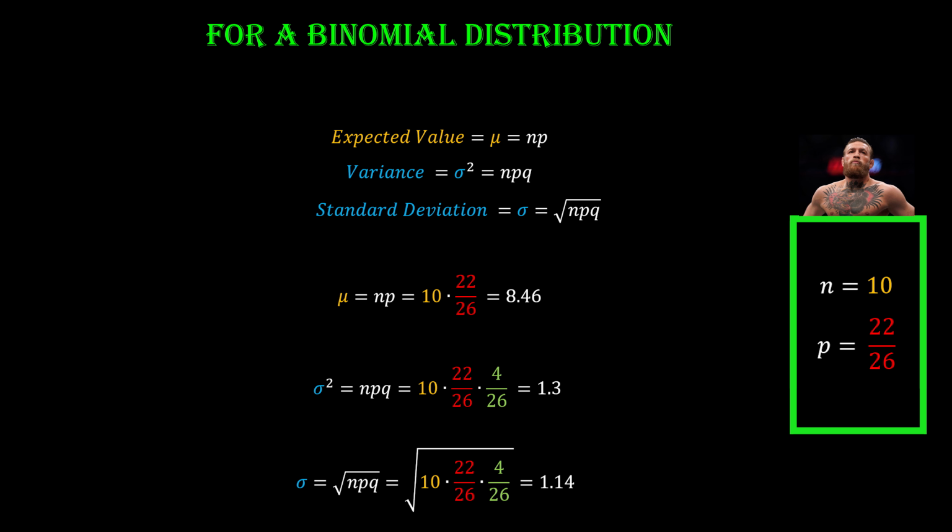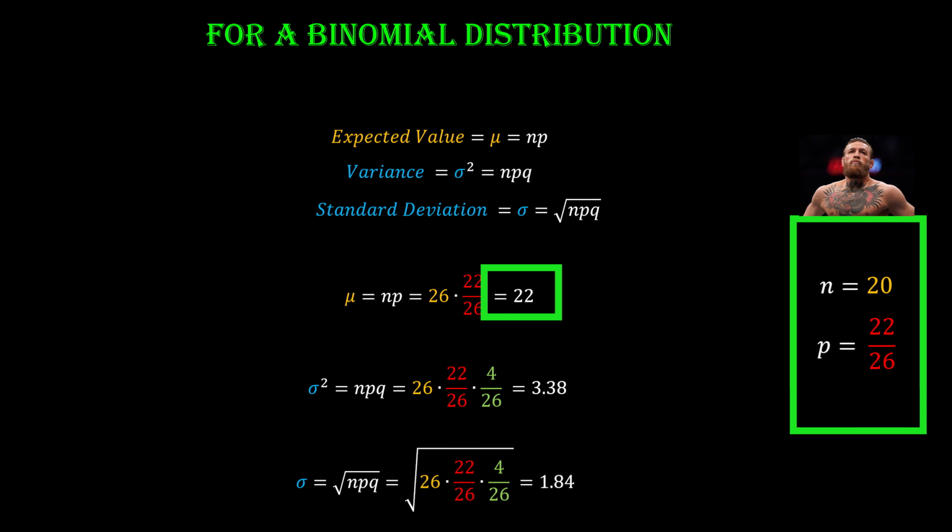So for our last example, if our fighter were to take 10 fights, we would expect him to win about 8 of them, give or take about a fight. If he takes 26 fights, we would expect him to win 22 of them, give or take about 2 fights.